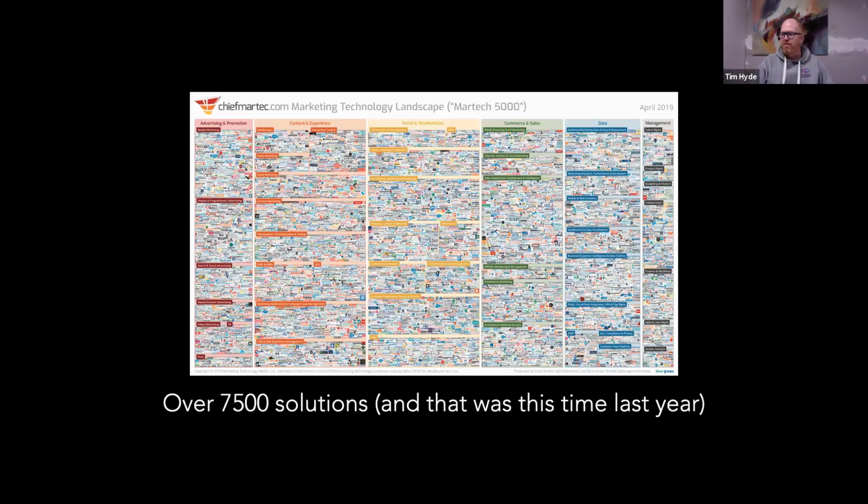as I know you do as well. Here is a look at the marketing technology landscape as of April last year. There are around, that's not 5,000, there's actually 8,000 solutions on that slide. Okay, so if you're feeling overwhelmed about what to choose, you are not alone.